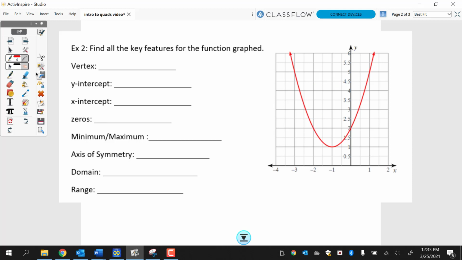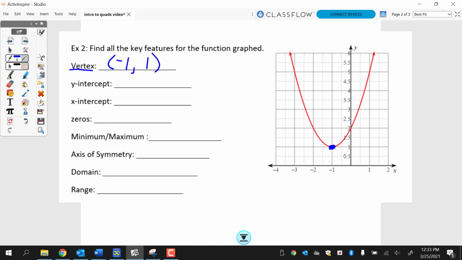the picture. So the first one, they already give you a graph. First question they want you to know is, what is the vertex? So I know the vertex, if I look back at my notes, is the turning point. So I know that's going to be right there. What are the coordinates? It's going to be -1, comma, +1, right there.